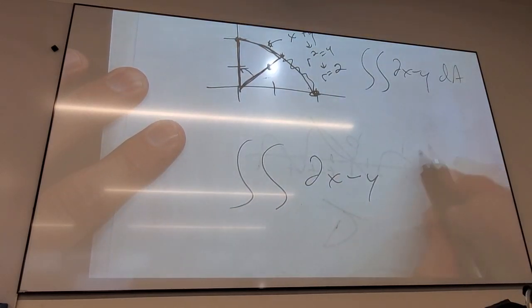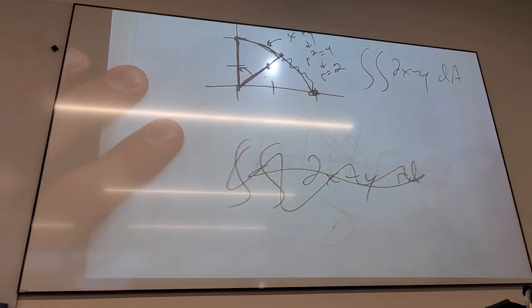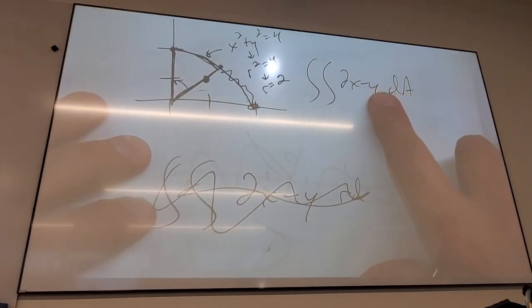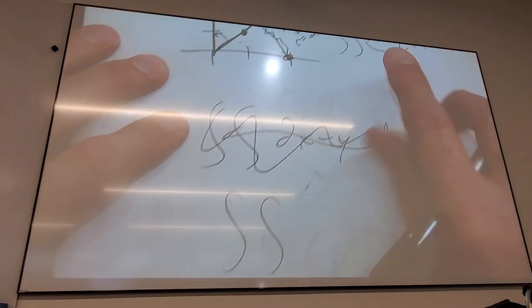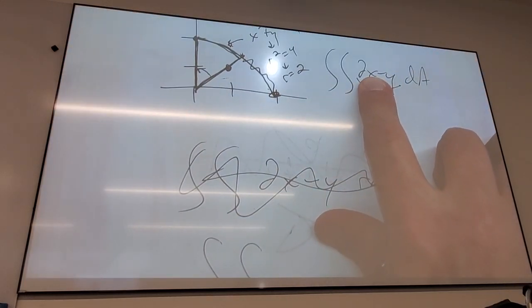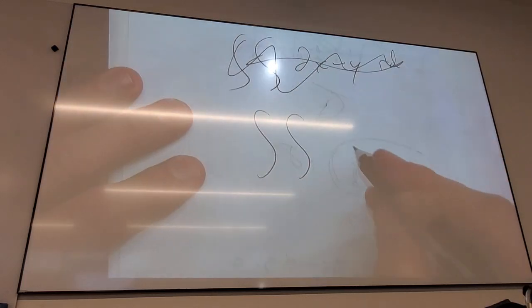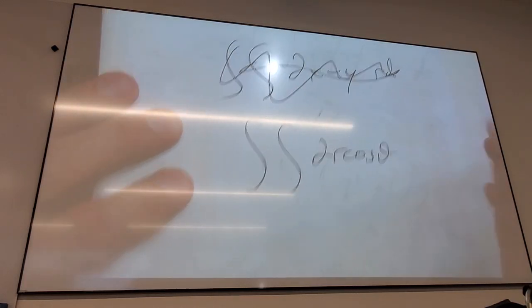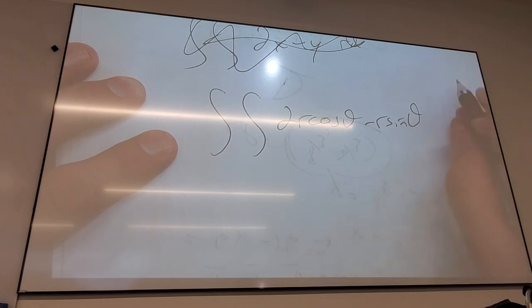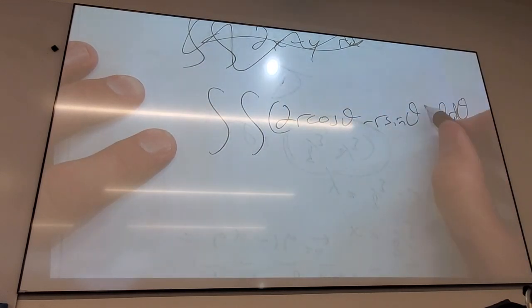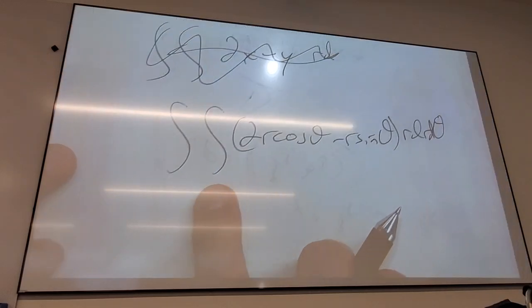What is my r doing? I gotta change this too. Let's start with this. What does this become? What is x in polar? R cosine theta. And what's y? R sine theta, good. There we go. Now I can write all that business, and now we can focus on the limits.